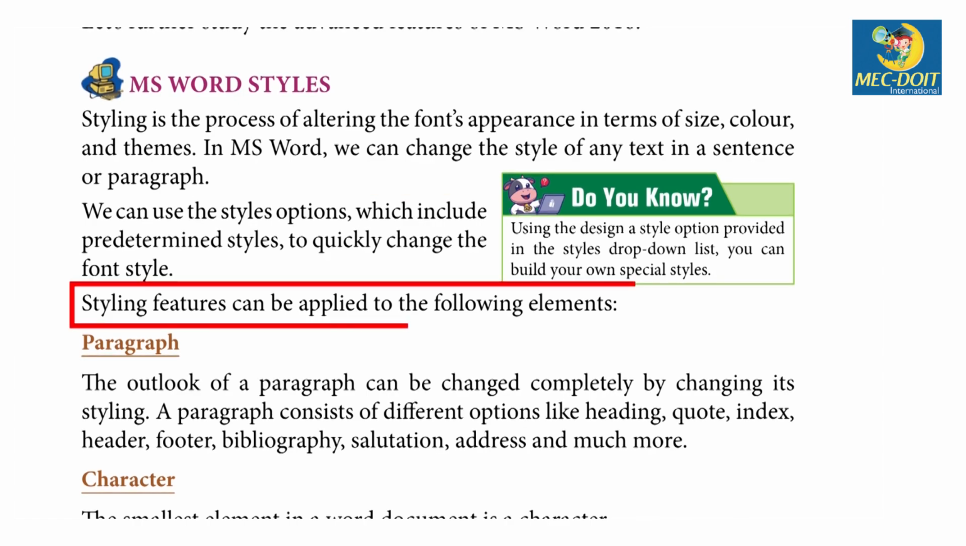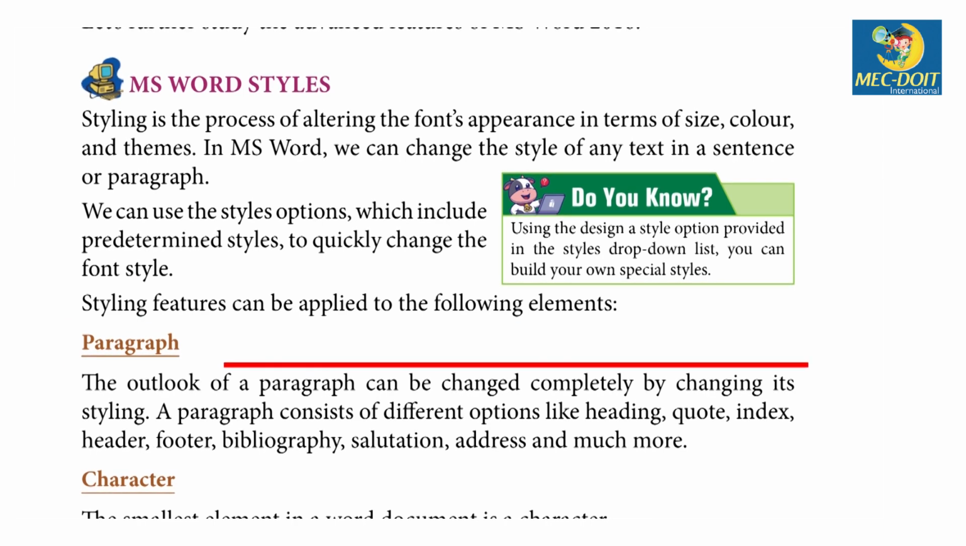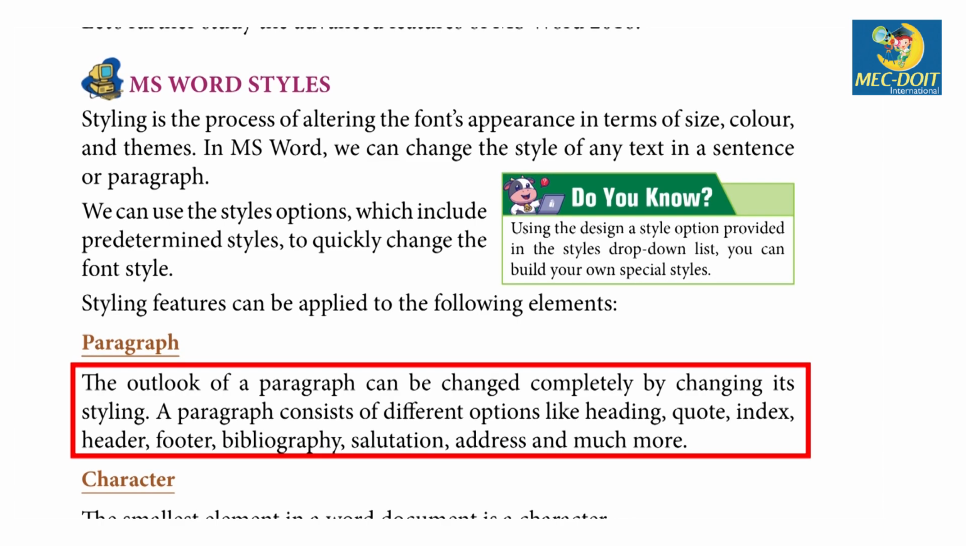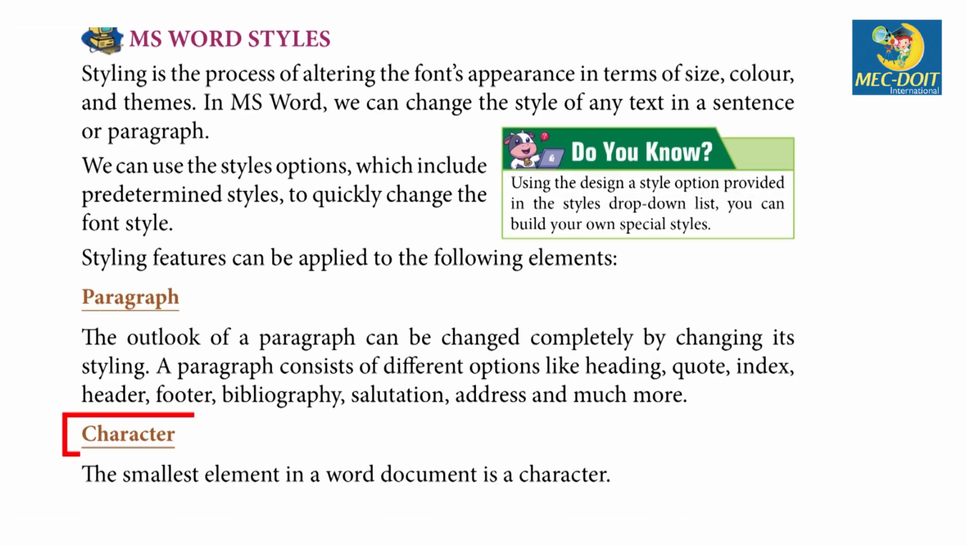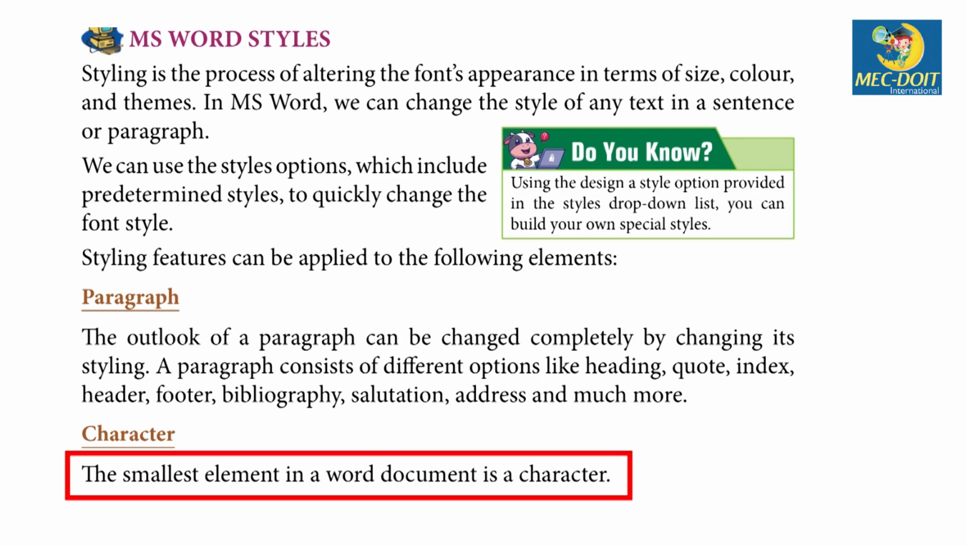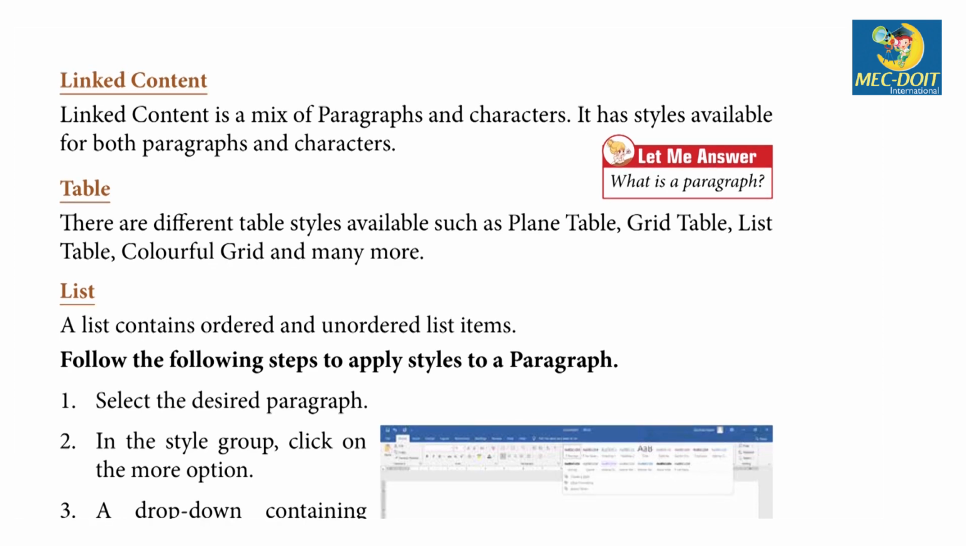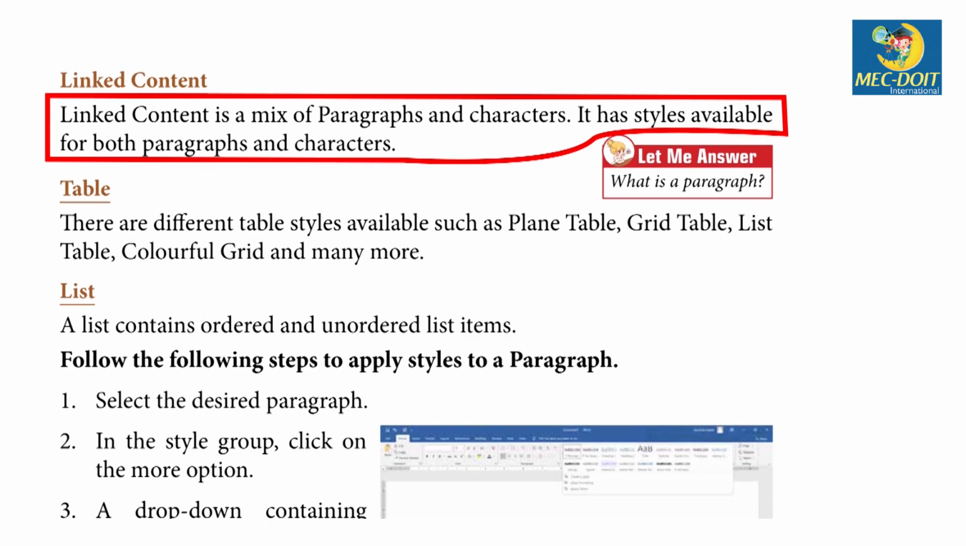Styling features can be applied to the following elements. Paragraph. The outlook of a paragraph can be changed completely by changing its styling. A paragraph consists of different options like heading, quote, index, header, footer, bibliography, salutation, address and much more. Character. The smallest element in a Word document is a character. Linked content. Linked content is a mix of paragraphs and characters. It has styles available for both paragraphs and characters.